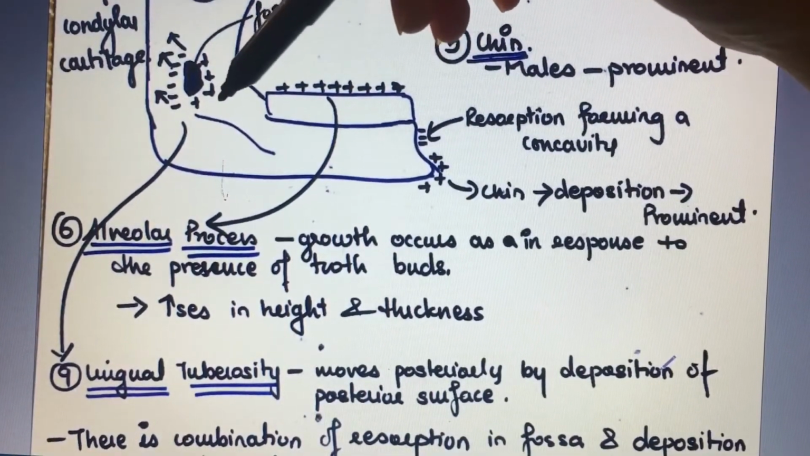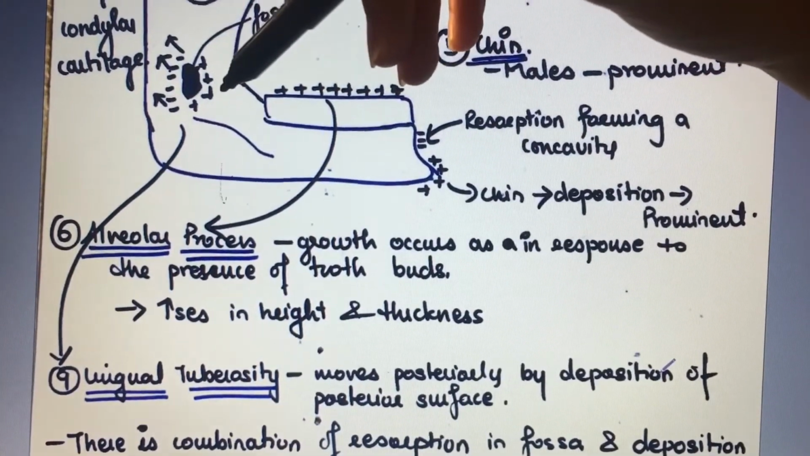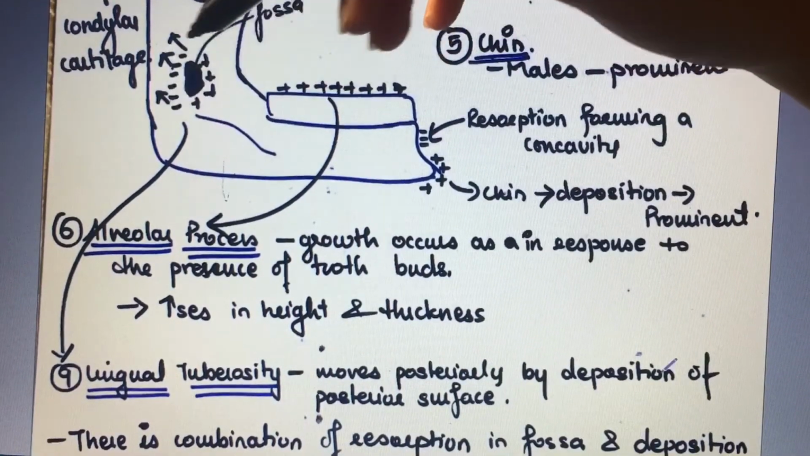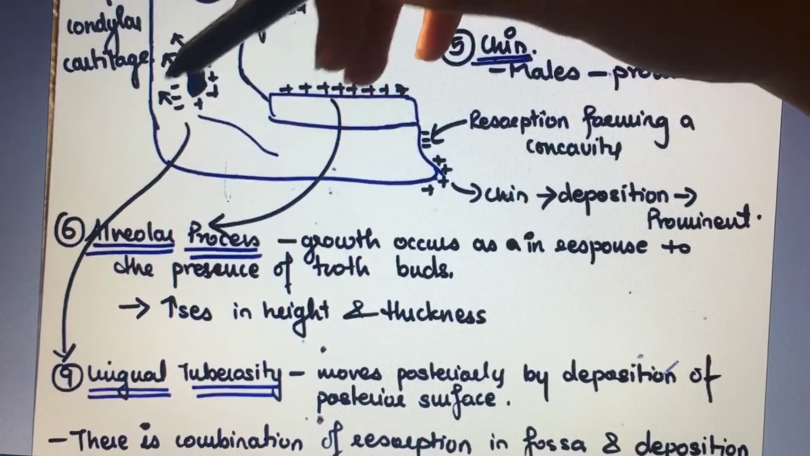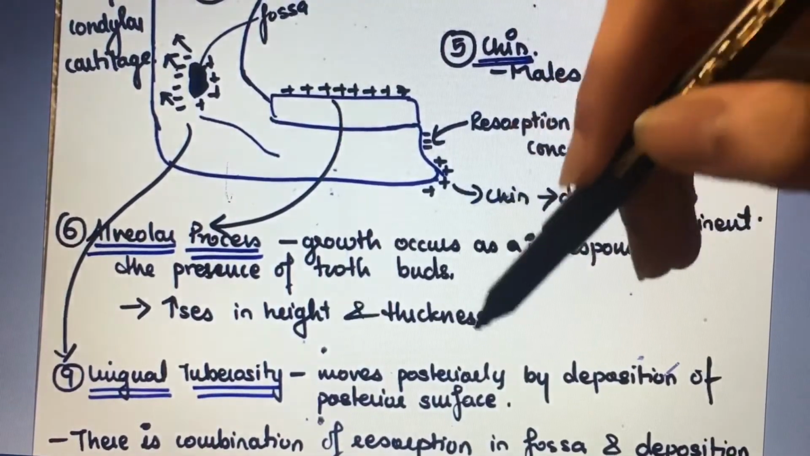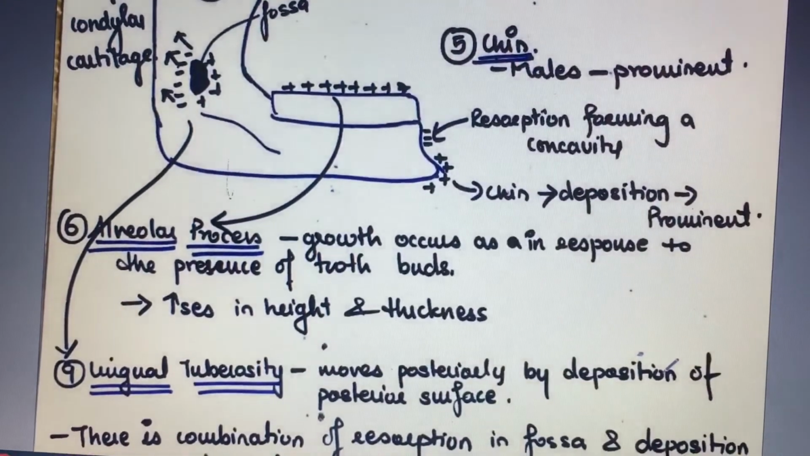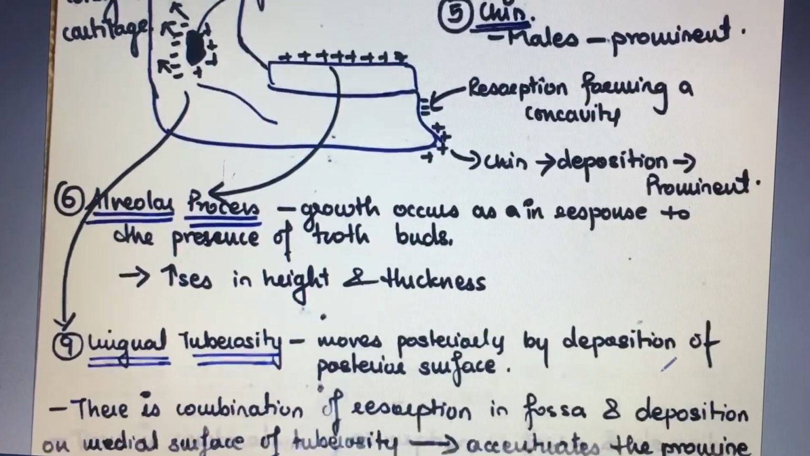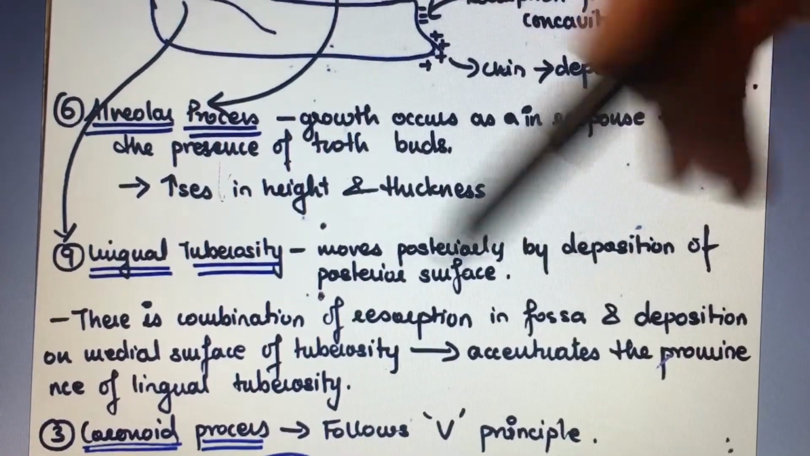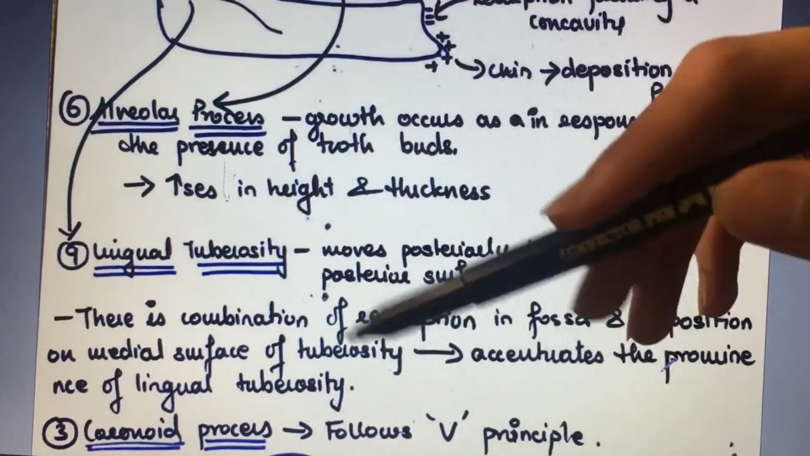So the growth of lingual tuberosity occurs as follows. There is deposition occurring over here, whereas there is resorption over the posterior side of the lingual fossa. Because of this, the lingual tuberosity right over here moves posteriorly. There is a combination of resorption in the fossa and deposition on the medial surface of the tuberosity, which accentuates the prominence of the lingual tuberosity over here.